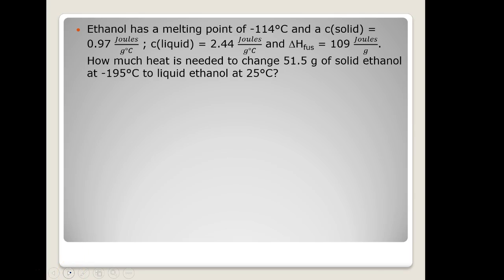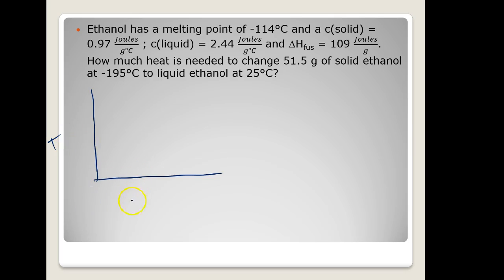So ethanol has a melting point of negative 114, and I'm giving you a specific heat for it at a bunch of different numbers. How much heat is needed to change that mass from negative 195, so it's well below the melting point, to a liquid at 25. So I'm going to draw the little picture.